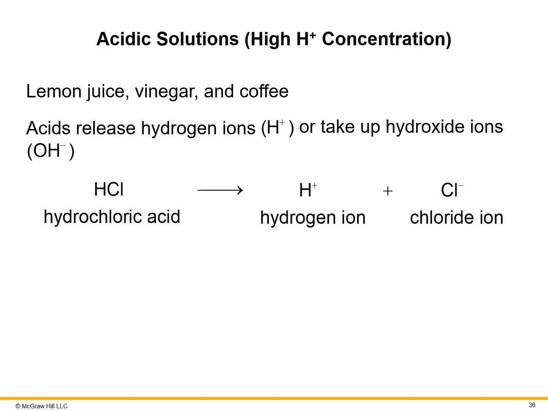So this is how we come into things that might be acidic. You have high hydrogen concentration. Whenever something is acidic, you have a lot of hydrogen. Those are things like lemon juice, vinegar, and coffee, many other things. And that's because the acids release hydrogen ions or take up hydroxide ions. And this is how we get acids.